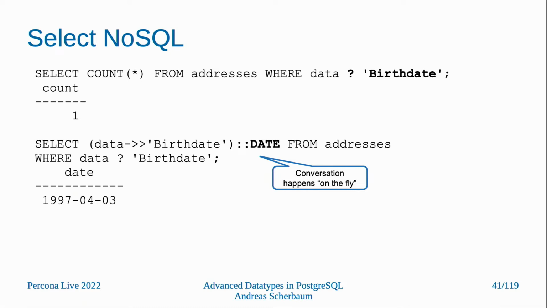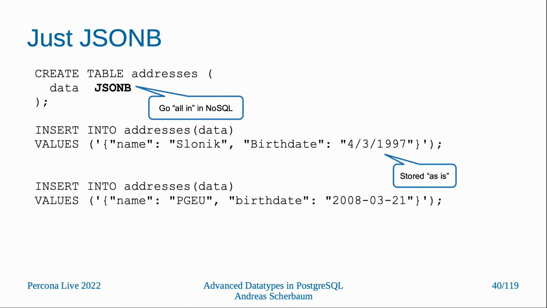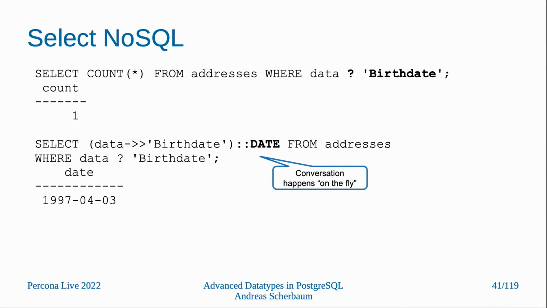But when I select it, I can cast it to date, and at this point, Postgres will try to verify the data in my JSON field, cast it to date, and figure out, okay, this is a valid date or not. So we see we had this 97 here. Yeah, what is it? That's April 3rd.